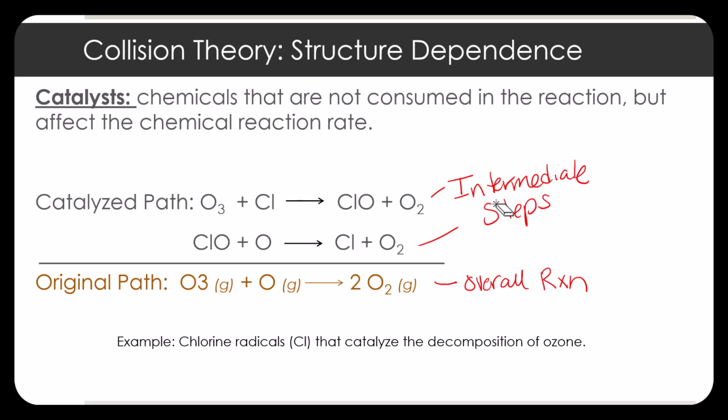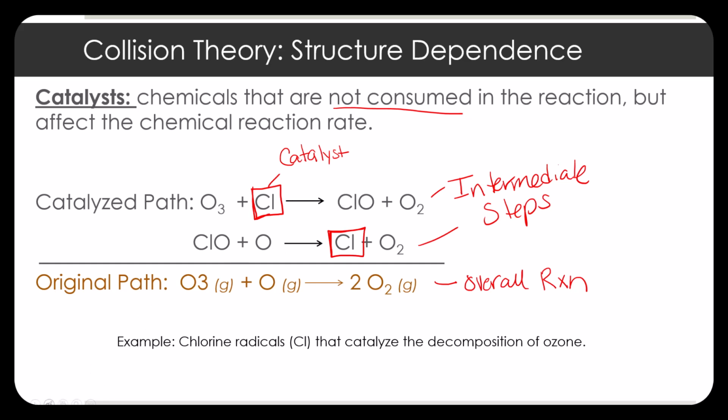In the intermediate steps, we see a couple things that we want to label. First thing I see here is chlorine was just kind of existing, was there. And then chlorine gets released as a product later on. So we consume it, then we release it. This is our catalyst. It's something that is not consumed but does speed up the reaction.